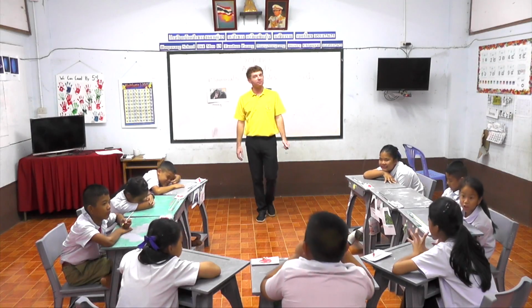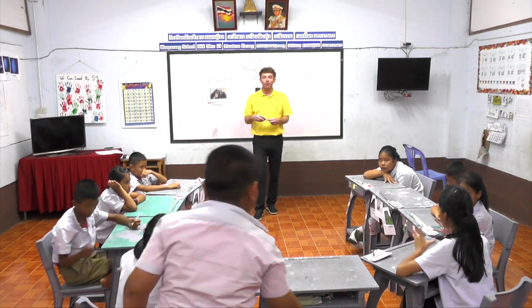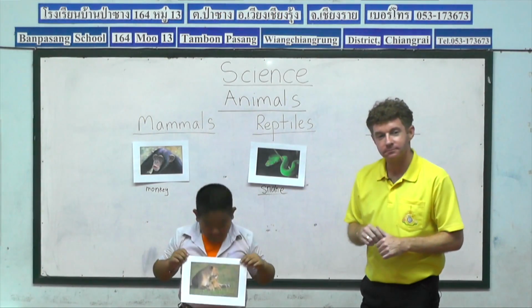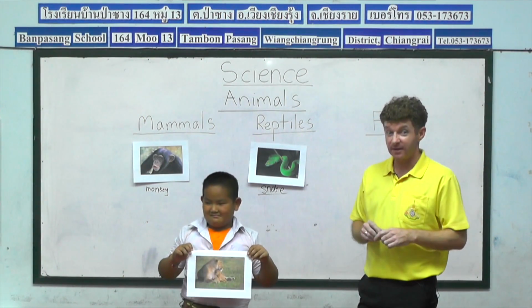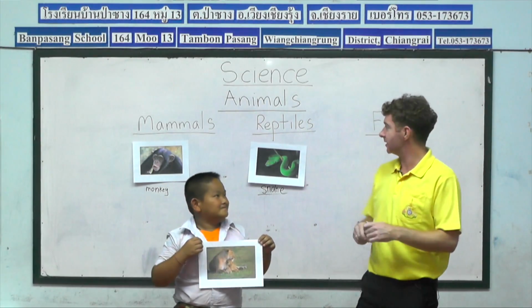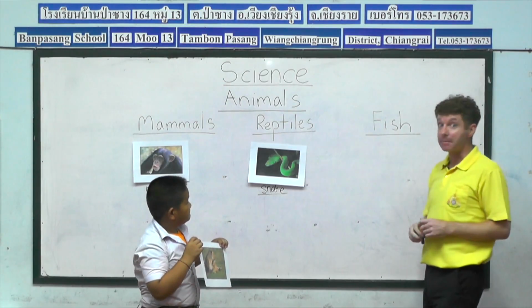Okay, and now the flashcard is with Net. So Net, come forward and show me your flashcard and present it to class. Okay. Lion. A lion, correct. Actually, lioness and cub, but the type of animal is a lion. Now, is a lion a fish? Lion is a mammal, yes.